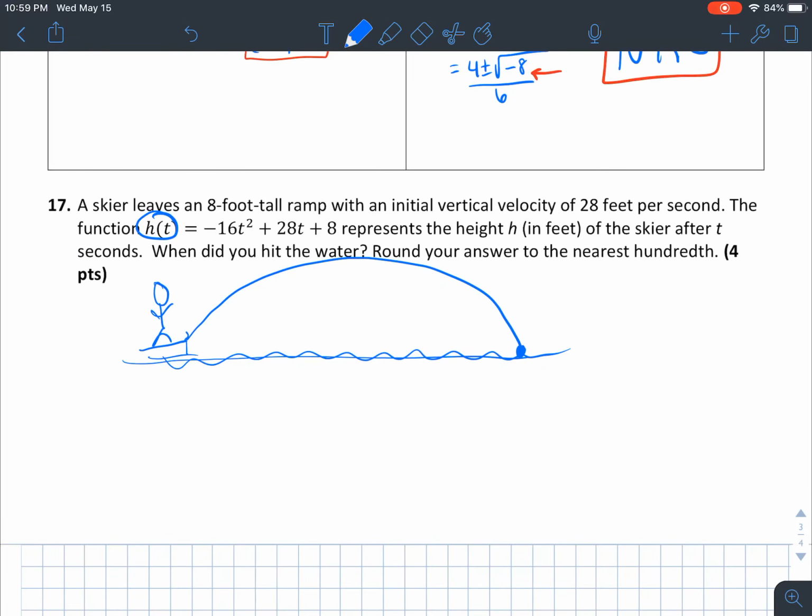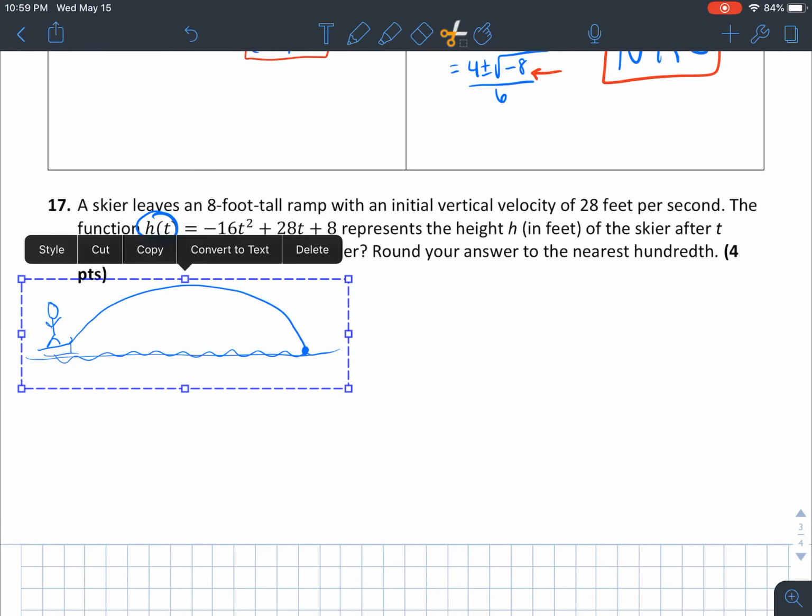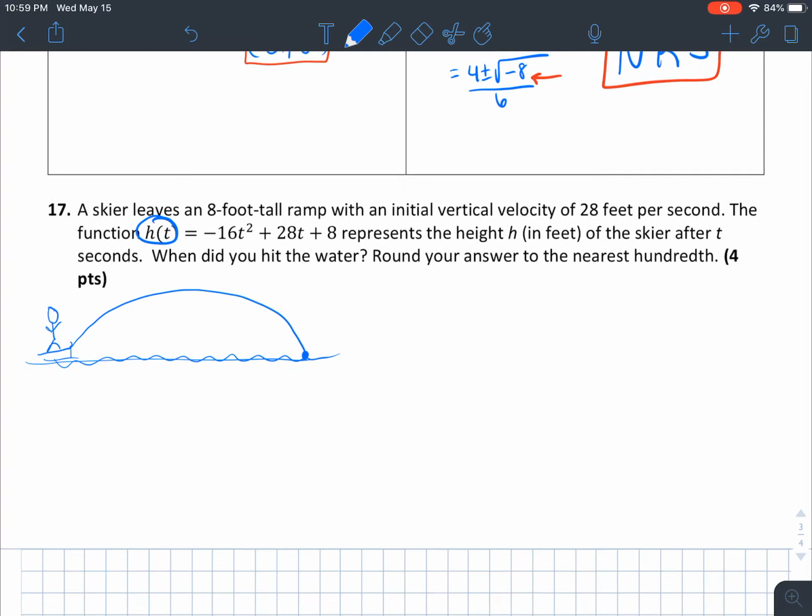So I'm going to go ahead and shrink down my little sketch because I took up a lot of room for that. We'll just put him over here or her over there.